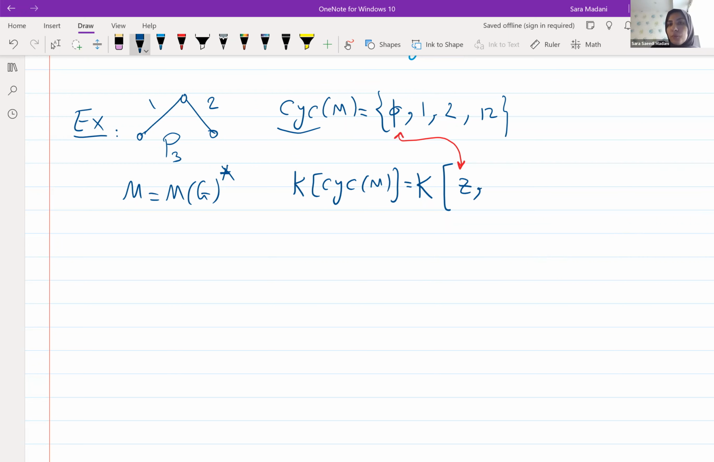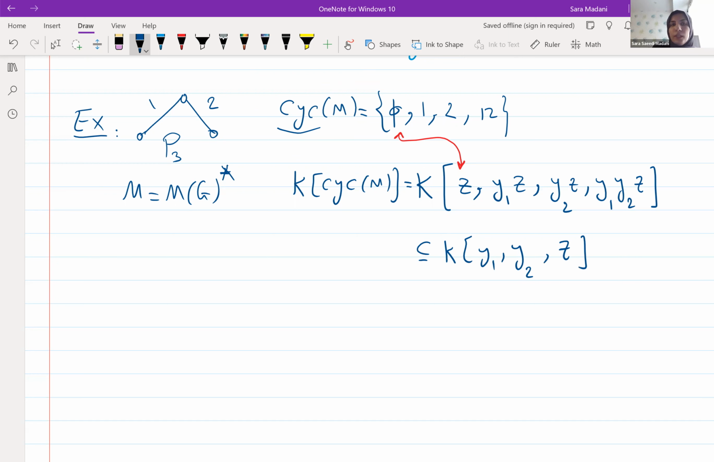And then, for 1, again Z I have here, but which monomial should I write? I have just one element from the ground set. So I put Y1 Z, Y1Z, and for 2, Y2Z. And finally for 1, 2, I have the monomial Y1, Y2, Z. And this is inside this polynomial ring, Y1, Y2, and Z. So this is my K algebra. And as you see, I just use this correspondence. So I have the cycle algebra in this way from the definition.